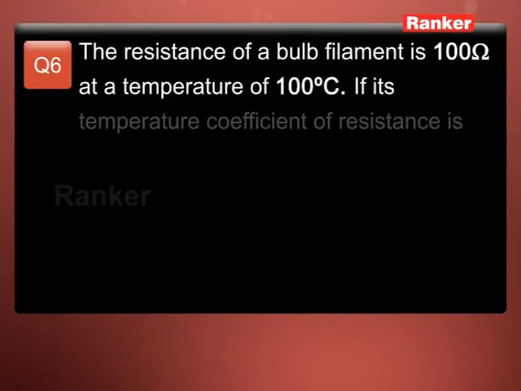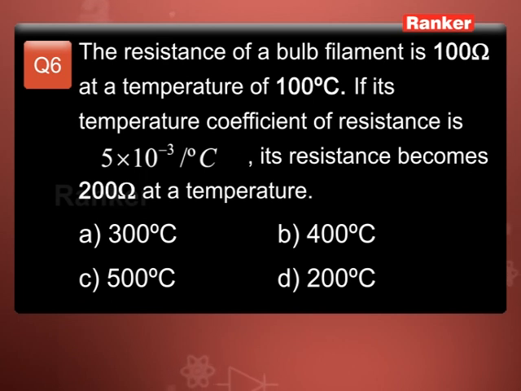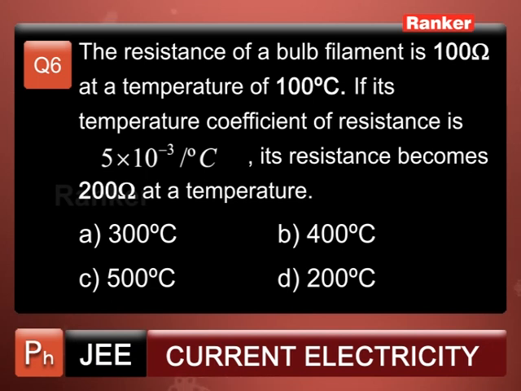Let us check the next problem, problem number 6. The resistance of a bulb filament is 100 ohm at a temperature of 100 degrees centigrade. If its temperature coefficient of resistance is 5 into 10 power minus 3 per degree centigrade, its resistance becomes 200 ohm at a temperature of, that is the question.